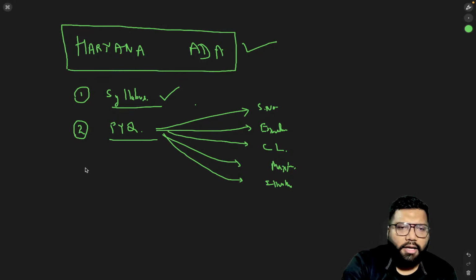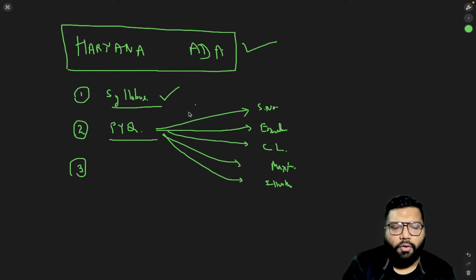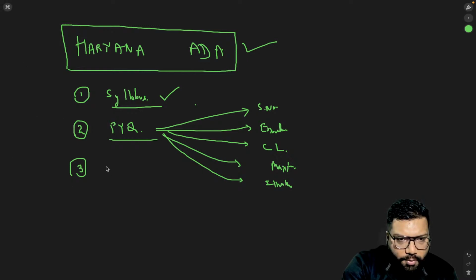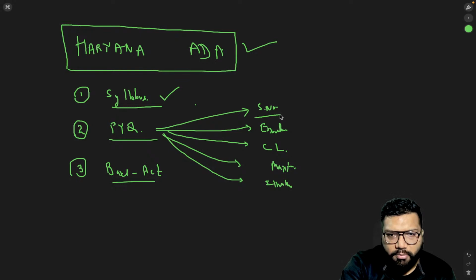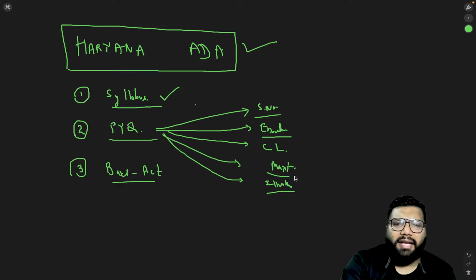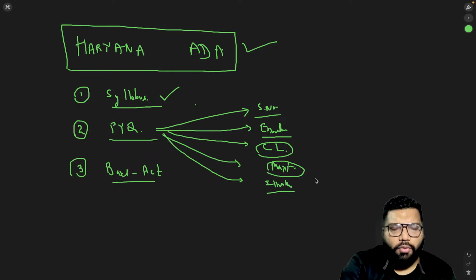Now coming to step 3. Once you are done with your PYQs and you know what kind of questions have been asked, then you can start preparing with your Bare Act. Mostly you will see all the questions are from the Bare Act only, either your section number, your essentials, or your illustrations. As far as maxims and case laws are concerned, you need to refer to some notes as well.